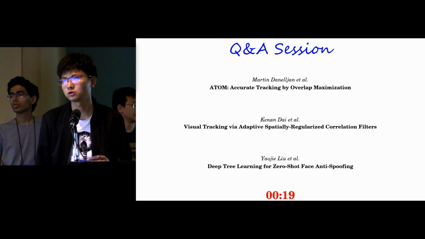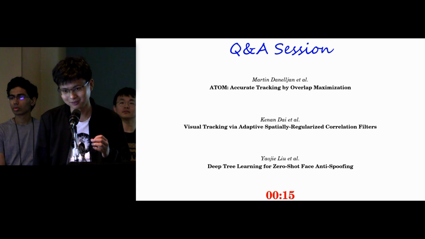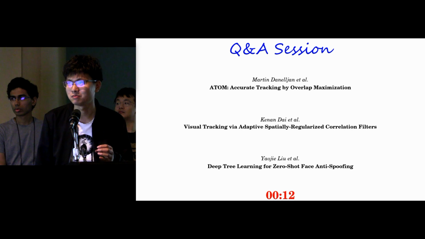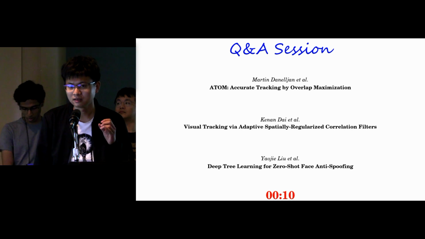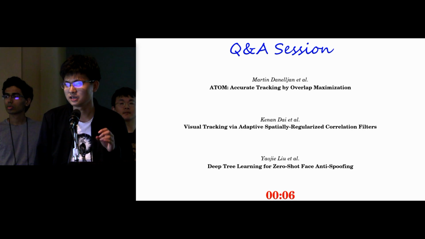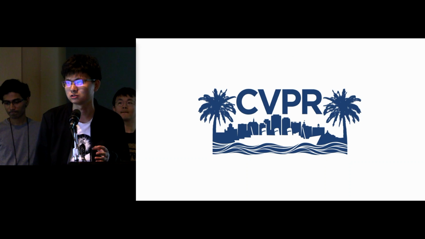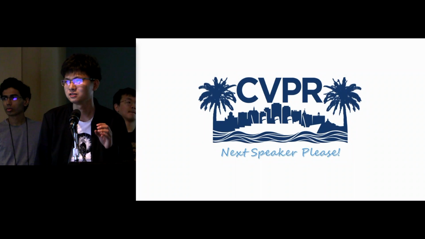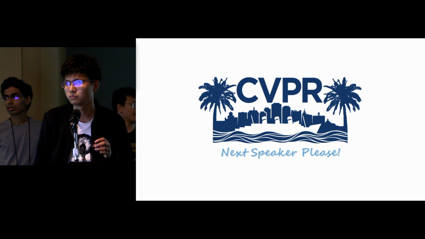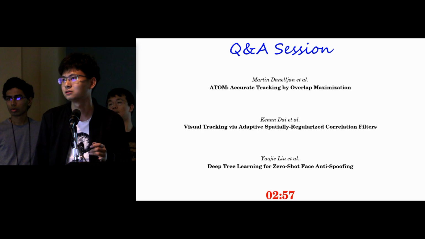We optimize the correlation filters and the spatial regulation at the same time. The spatial regulation can learn to distinguish whether a part is the target or not. If it is the target, its parameter is very low. If it is noise, its parameter is very high.